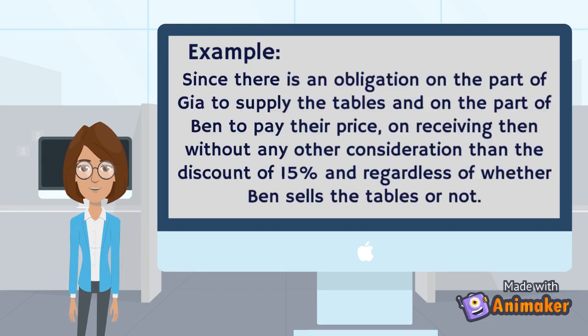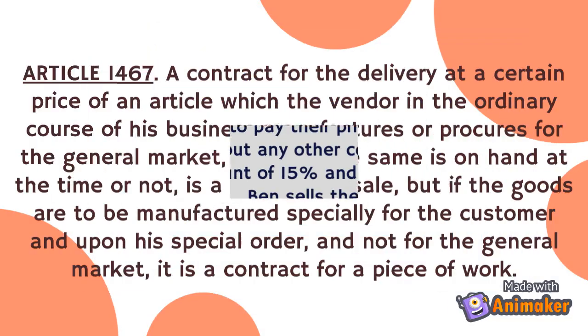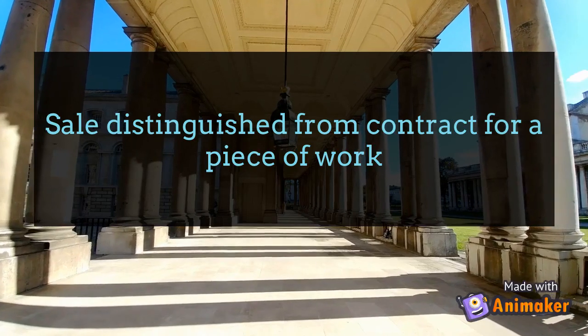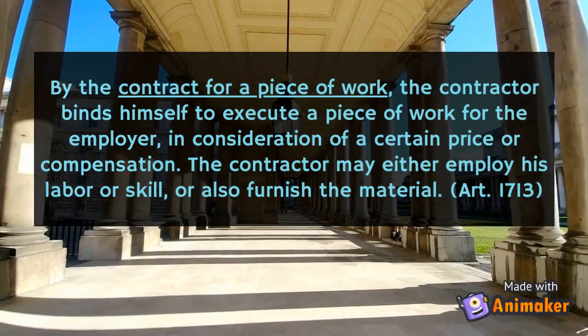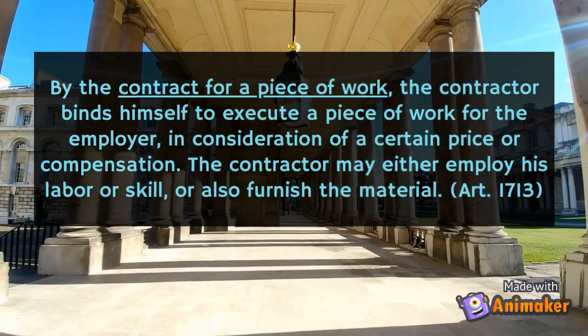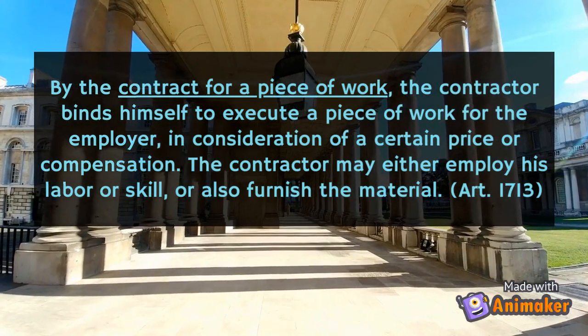Article 1467. By the contract for a piece of work, the contractor binds himself to execute a piece of work for the employer in consideration of a certain price or compensation. The contractor may either employ his labor or skill, or also furnish the material.